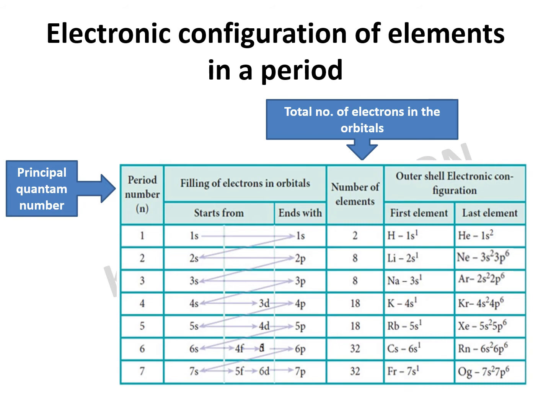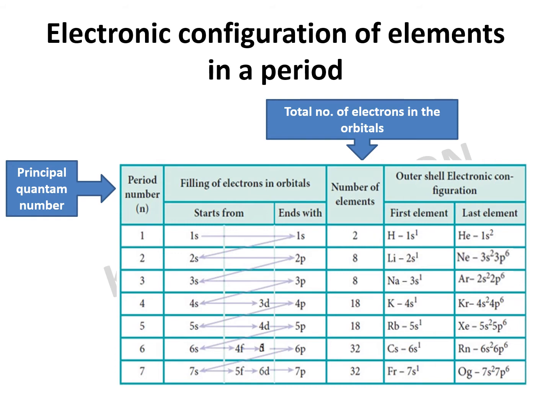Similarly, in period 5, the principal quantum number changes to 5, but electrons enter s, p and d orbitals. There are 18 elements in this period. The first element is rubidium and the last element is xenon. Coming down to the sixth period, electrons enter f orbitals besides d, s and p orbitals.